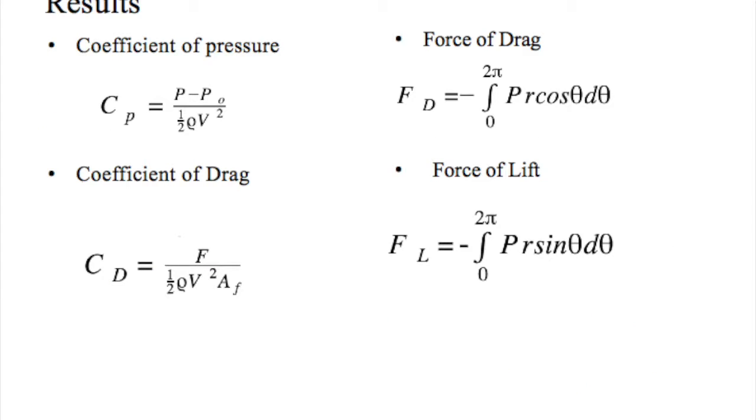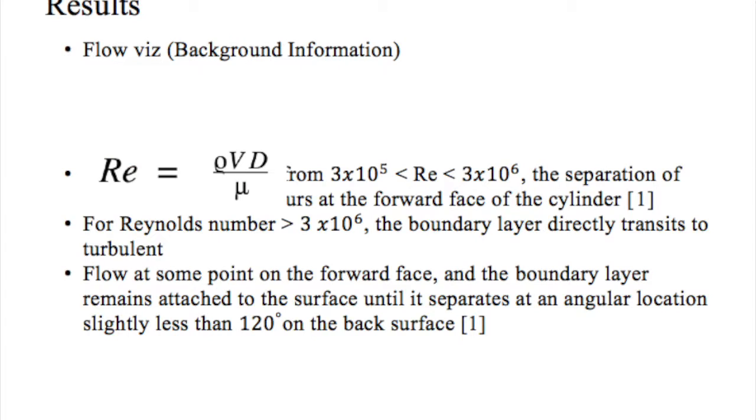Here are some of the equations we used in our results. We also used Reynolds number, and we used Reynolds number in our flow visualization to determine if the boundary layer is transitional, turbulent, or laminar.